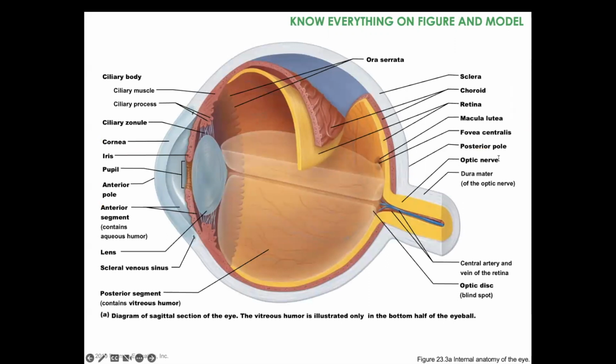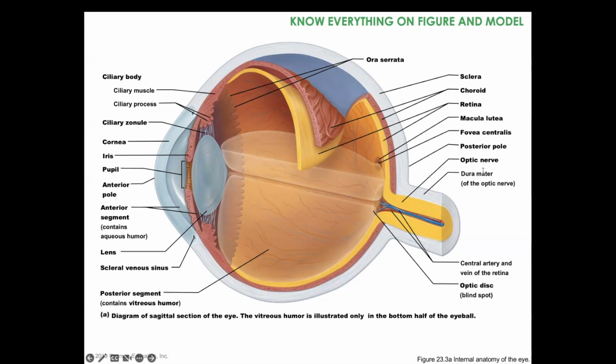Now we're looking at some of the internal anatomy of the eye. The eye is divided into 2 segments. We have the anterior and posterior segments, and the 2 segments are separated by the lens of the eye. The anterior segment is filled with a fluid substance called the aqueous humor that is constantly being produced and filtered your entire life. And the posterior segment is filled with a thick gel-like substance called the vitreous humor, and that remains the same your entire life, and it's not constantly being produced.